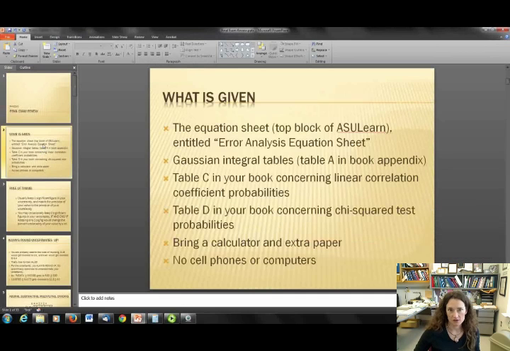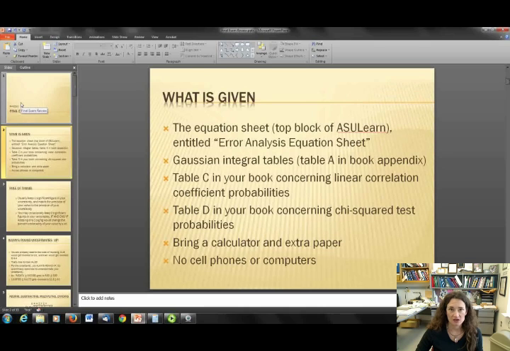What you'll be given on the exam is an equation sheet. You're not to make your own equation sheet, you're to use mine. The equation sheet is the same one that you received for the midterm, and it's in the top block of As You Learn, and it's very cleverly entitled Error Analysis Equation Sheet. So that's the one you'll get.